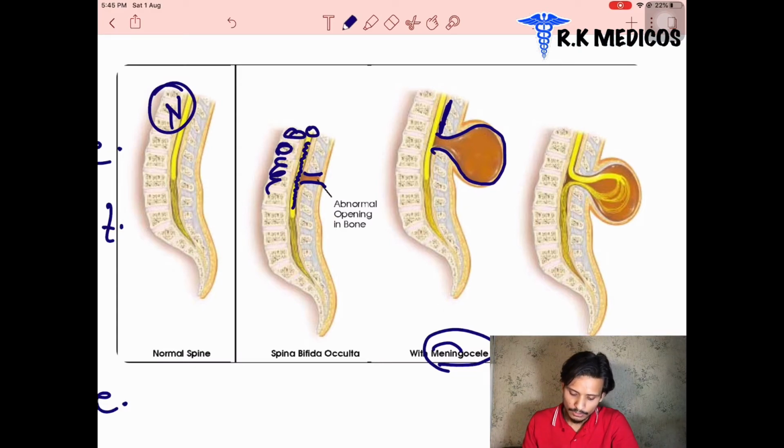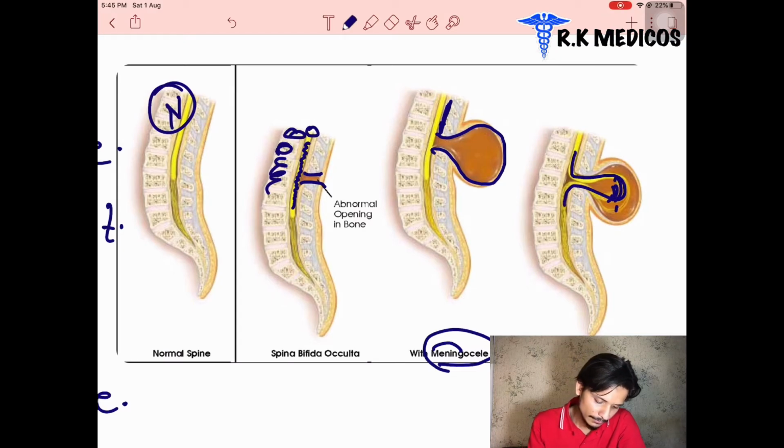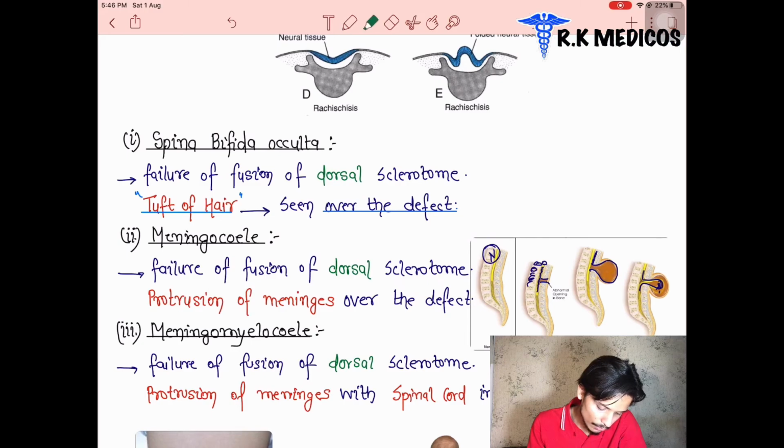And next, myelomeningocele. What happens? The nerves are coming into the cavity. These nerves are moving outside, so it is myelomeningocele. You can see here the failure of fusion of the dorsal sclerotome.